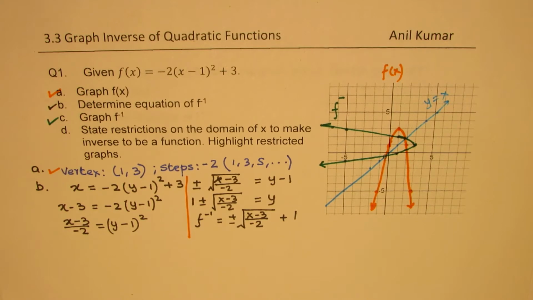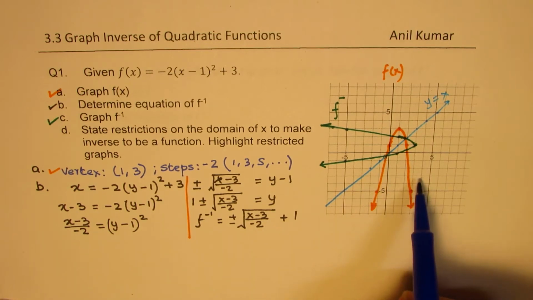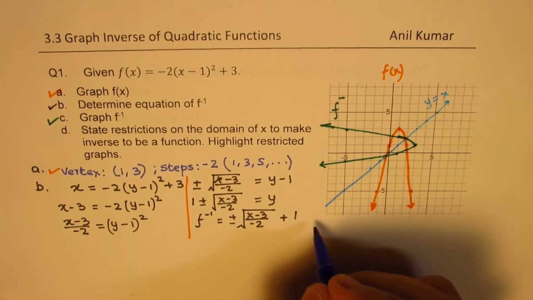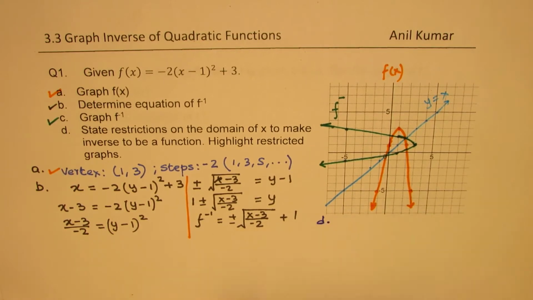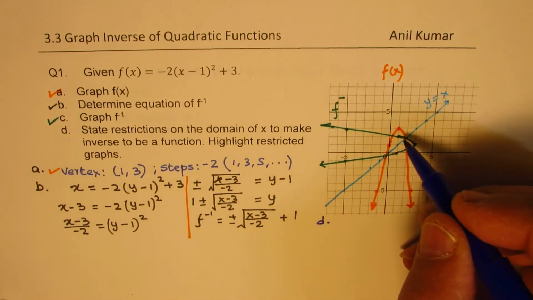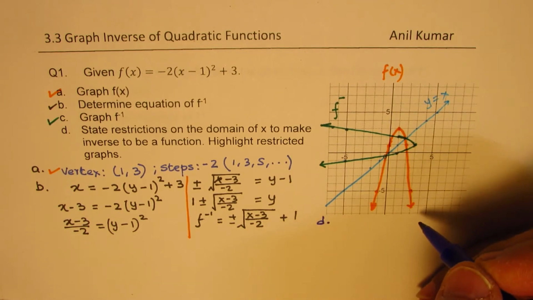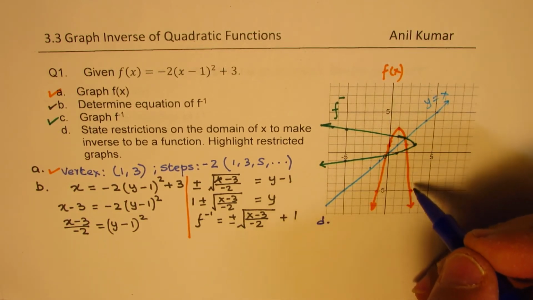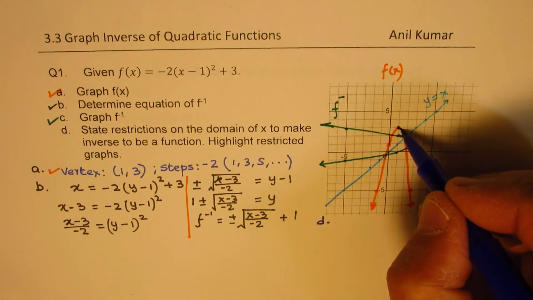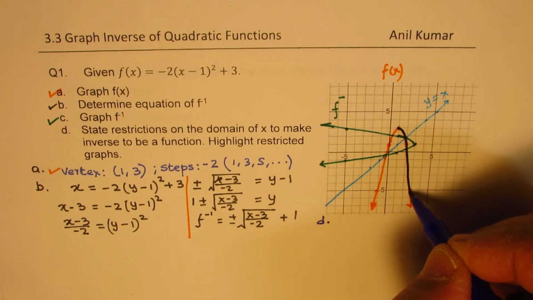Okay. Now the last part here, part D, is state restrictions on the domain of x to make the inverse a function. Highlight the restricted graphs. Now, as you know, this function which we have sketched fails the horizontal line test, and therefore the inverse is not a function. So we'll do part D here. To restrict, we will consider only one part of it. So let us consider the part which is on the right side. Okay, so if I consider this portion, so we have to highlight, right?